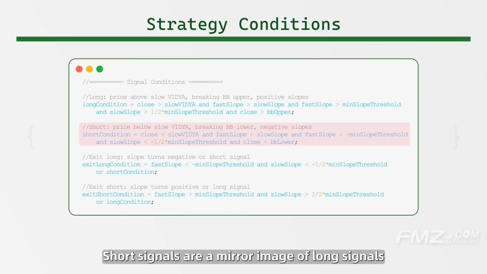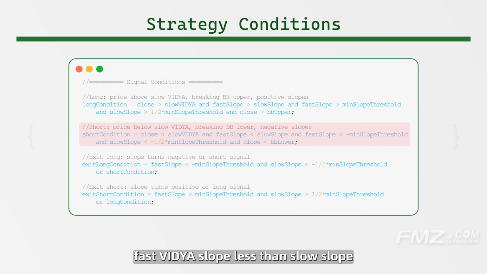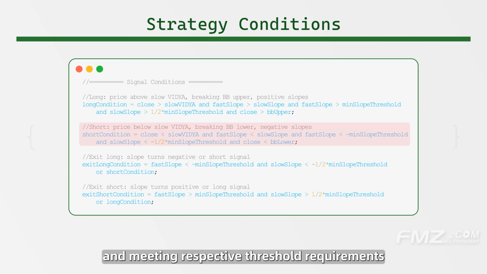Short signals are a mirror image of long signals. They require price below slow VIDYA, fast VIDYA slope less than slow slope, both VIDYA slopes negative and meeting respective threshold requirements, and price breaking below Bollinger Band lower rail.